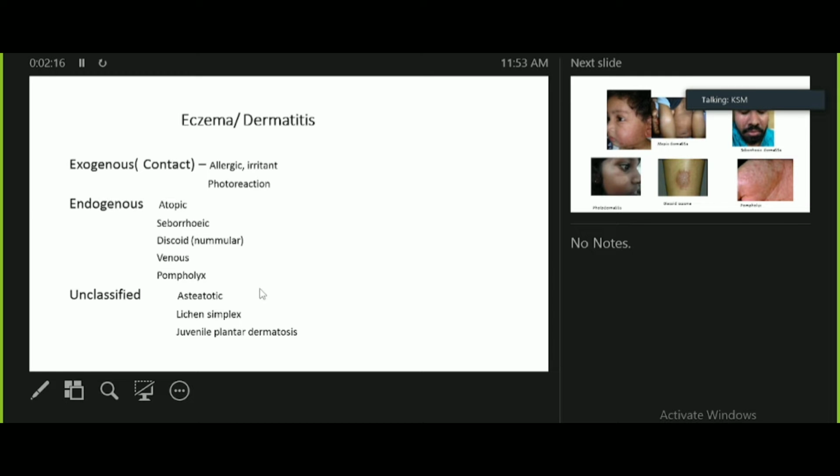There are exogenous eczemas like contact dermatitis, may be allergic or irritant, and also due to photoreaction. And endogenous causes, atopic dermatitis, seborrheic dermatitis, discoid eczema, and venous eczema is very common, and also pompholyx involving hands and feet. And there are some unclassified eczemas, asteatotic eczema, lichen simplex chronicus, and juvenile plantar dermatosis.